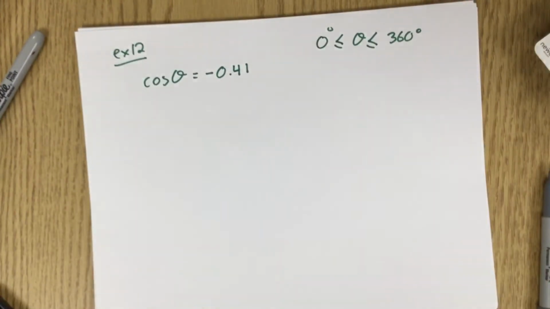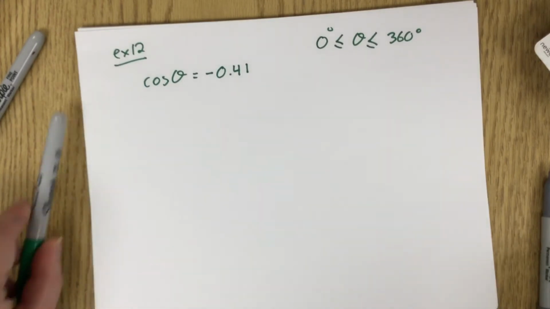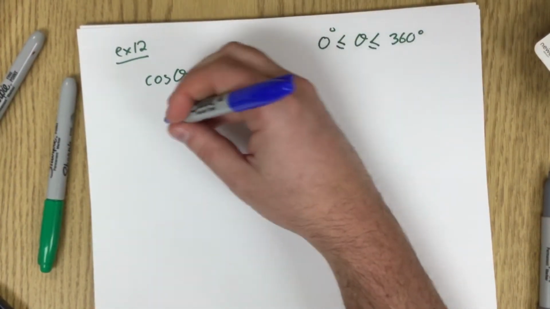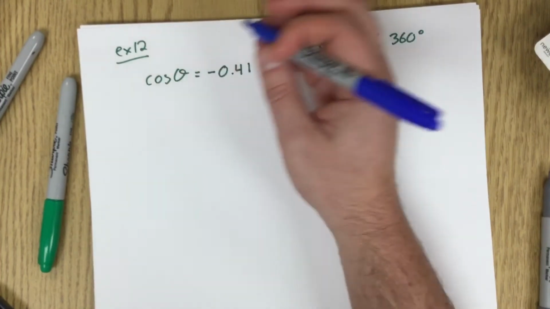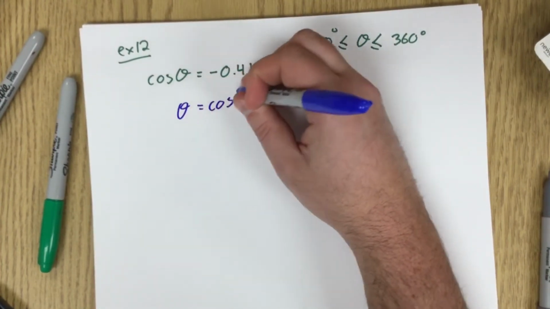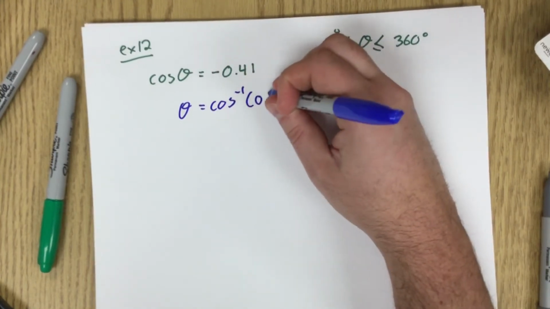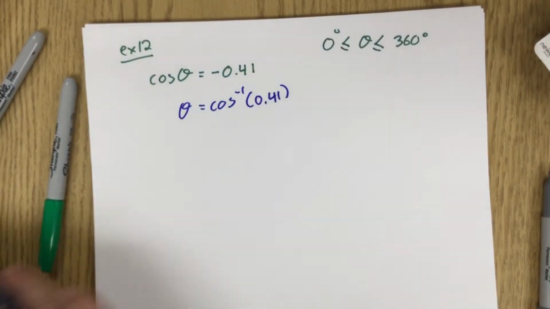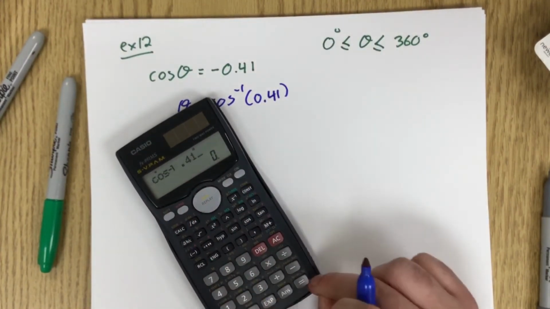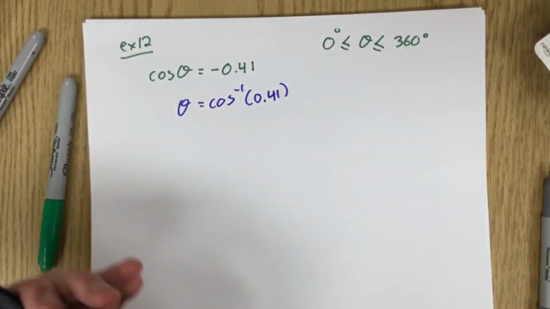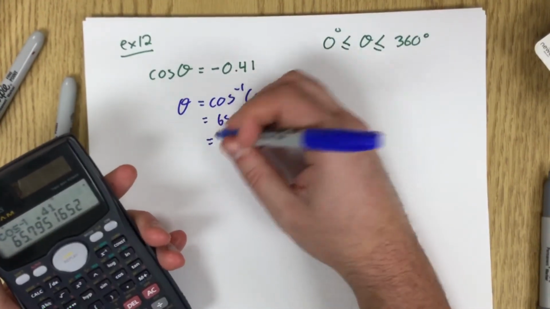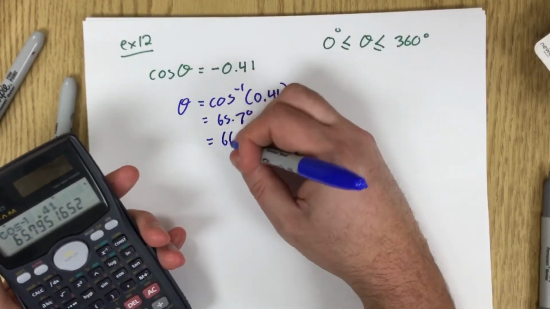Okay, this one over here, I'm going to do in a fairly similar way. What I like to do, and there's a couple of ways of doing this, is ignore the negative. So I'm going to find the related acute angle by just doing the inverse cos of the positive version of it. So the inverse cos of 0.41 is 65.7, which is about 66 degrees.